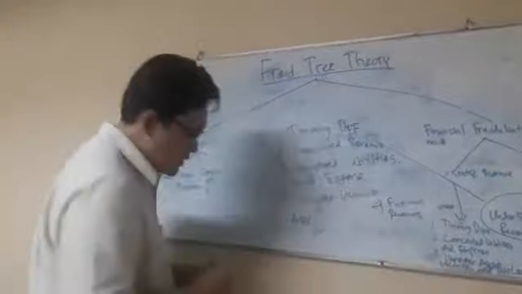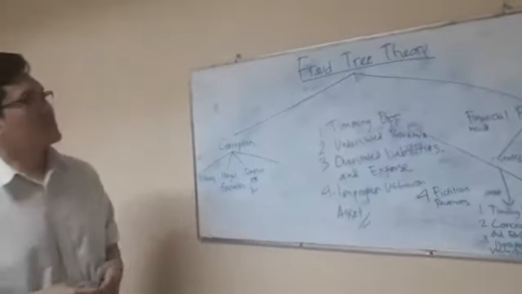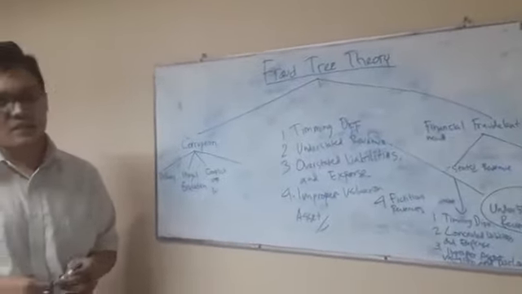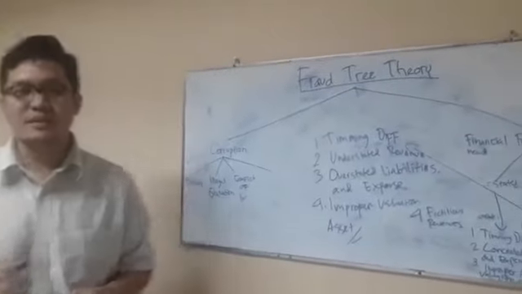Okay guys, that's all I can explain to you about the fraud tree theory. Finally, I will share several skills that you must have to be able to uncover fraud action. Number one, you must have a good ability to analyze all related data. Number two, you must have good knowledge of criminal law. Number three, you must have good interrogation skills.